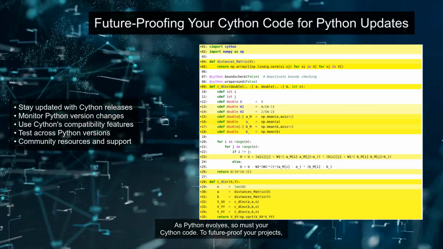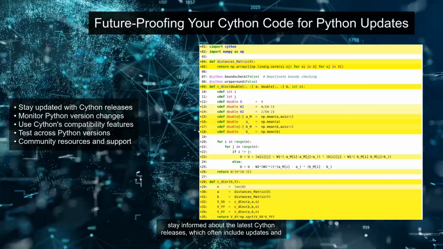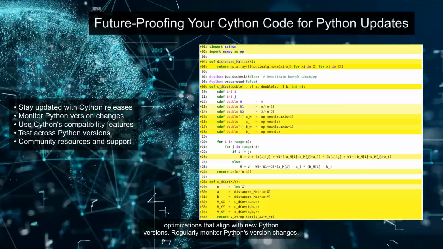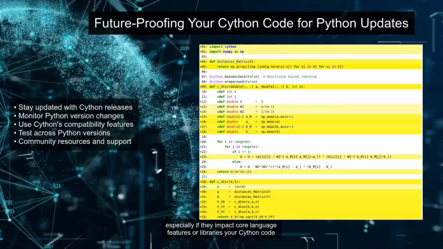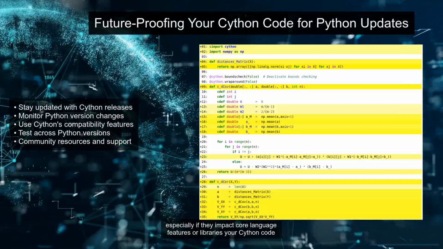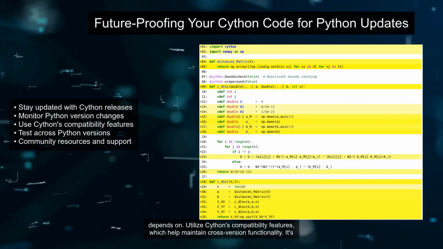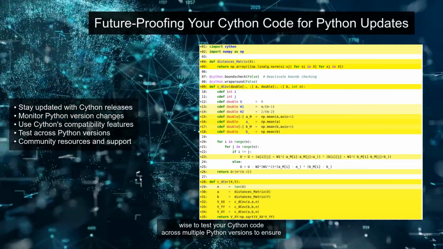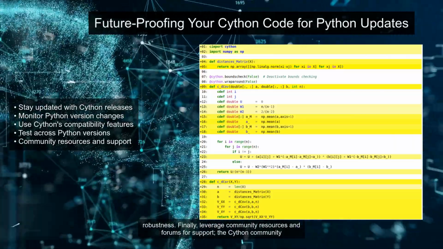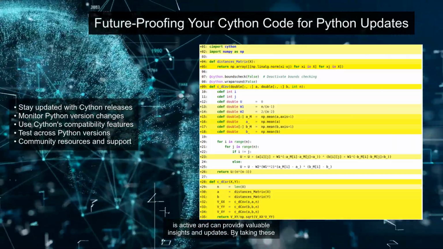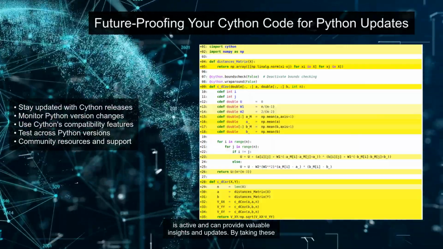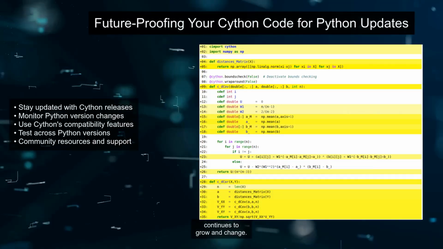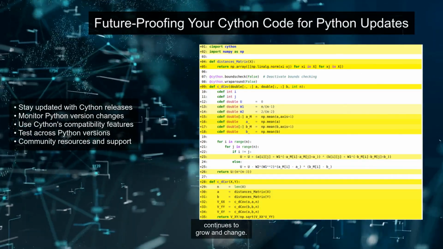As Python evolves, so must your Cython code. To future-proof your projects, stay informed about the latest Cython releases, which often include updates and optimizations that align with new Python versions. Regularly monitor Python's version changes, especially if they impact core language features or libraries your Cython code depends on. Utilize Cython's compatibility features, which help maintain cross-version functionality. It's wise to test your Cython code across multiple Python versions to ensure robustness. Finally, leverage community resources and forums for support. The Cython community is active and can provide valuable insights and updates. By taking these steps, your Cython code will remain resilient and efficient, even as Python continues to grow and change.